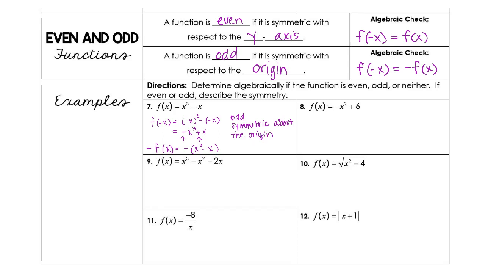All right, let's look at number 8. Again, we always start out with f of negative x, and we're going to substitute that in. So we see that that's going to give me negative x squared plus 6. So we see that f at negative x actually generated back my original function. So when that happens, we have an even function. And again, if our function is even, then we are symmetric about the y-axis.